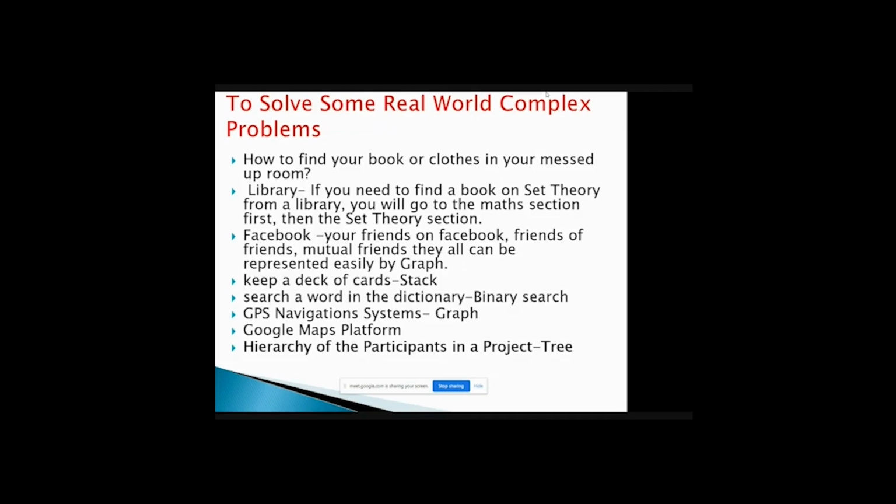So in a canteen, the way they arrange the meal plates is nothing but a stack. Even in your cupboard, when you keep the clothes one above the other, that is nothing but a stack. Again, if you go to a library and need to find a book on set theory, which is a mathematical subject, you go to the math section first. If the things are not sorted properly, it is very difficult to find a particular data.